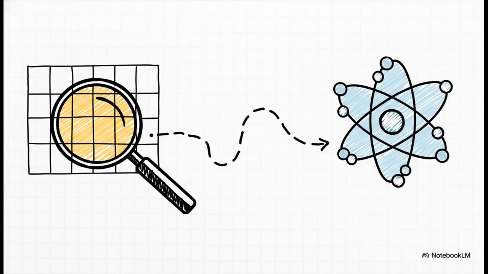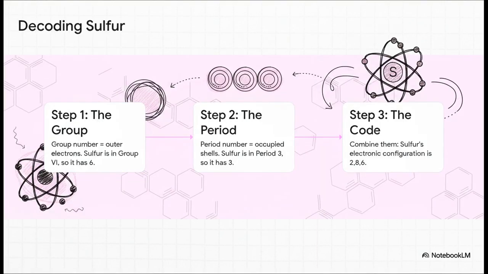And here's the best part. You don't need to memorize it. An element's address on the map, its group and its period, tells you everything you need to know about its electrons. It's like a cheat code. Let's see how this works. We'll use sulfur as an example.